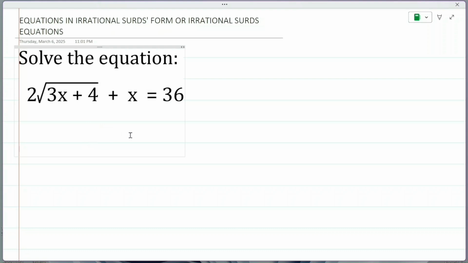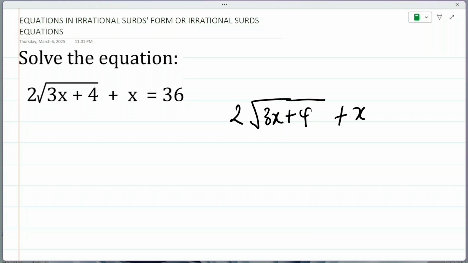Let's say you intend to solve it by squaring both sides at this point. Your work will get more complex. So the best thing to do is to get this plus x outside first and see if you can get these two out, then solve for the rest. So let's say we write out the question. We have 2 square root of 3x plus 4 plus x equals 36.